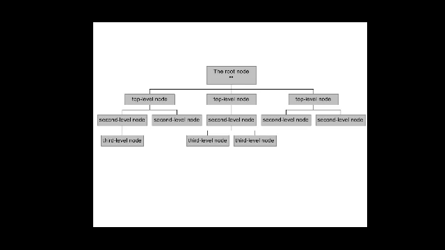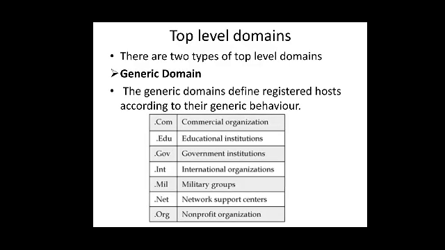First, let us see what a top level node is. There are three kinds of top level nodes; top level nodes are divided into three types. The first type is the generic domain. The generic domain defines the registered hosts according to their behavior.